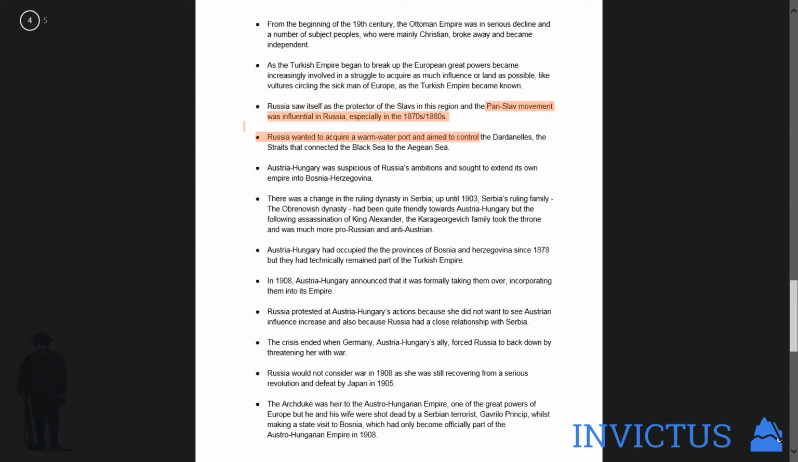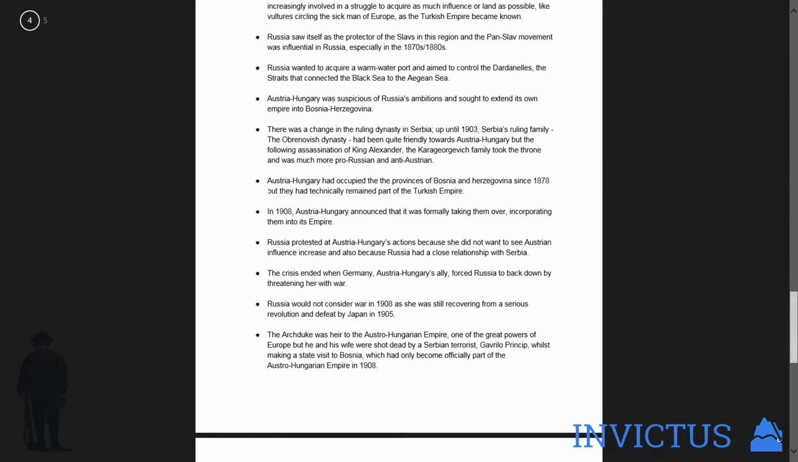As we can see, the Pan-Slav movement, why do I keep doing that? Remove highlight. The national interests of a race of people contributing to rising anti-Ottoman sentiment and rebellion in the Balkans, with the Russians wanting a warm water port in the Dardanelles, and the Russian Navy was bad.